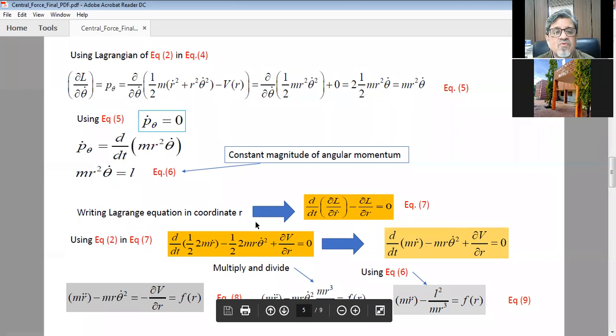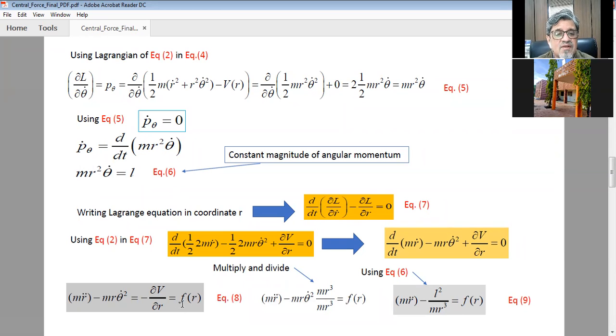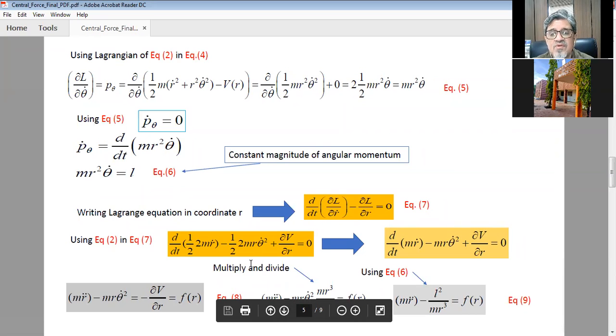Now we do a very simple thing over here. Then it is m r double dot, so d/dt of m r dot is m r double dot. The second term is as it is, m r theta dot squared. Then this term is taken over to the right hand side, so it becomes minus del V by del r. And we know the definition of force is the negative potential gradient. So the negative potential gradient, del V by del r, is equal to f(r). We call it equation number 8.